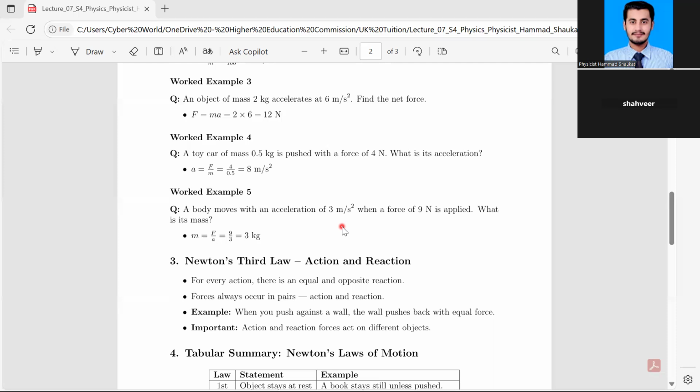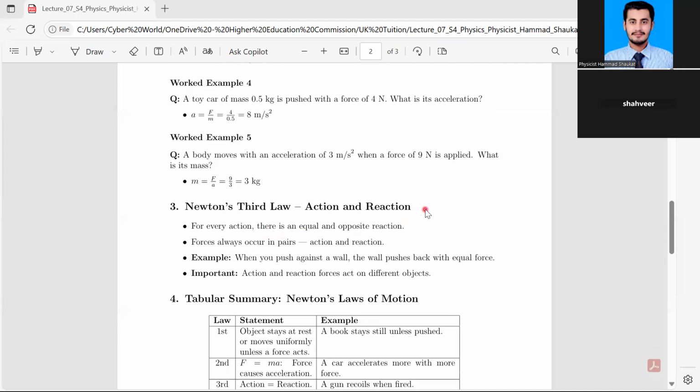So this is how you can solve problems according to Newton's second law of motion. Sometimes they ask you to find the mass, sometimes the acceleration, and sometimes the external force. These three factors you can easily find by using the formula of Newton's second law of motion, which is simply F equals ma. So is it clear? We can move on towards our third law of motion.